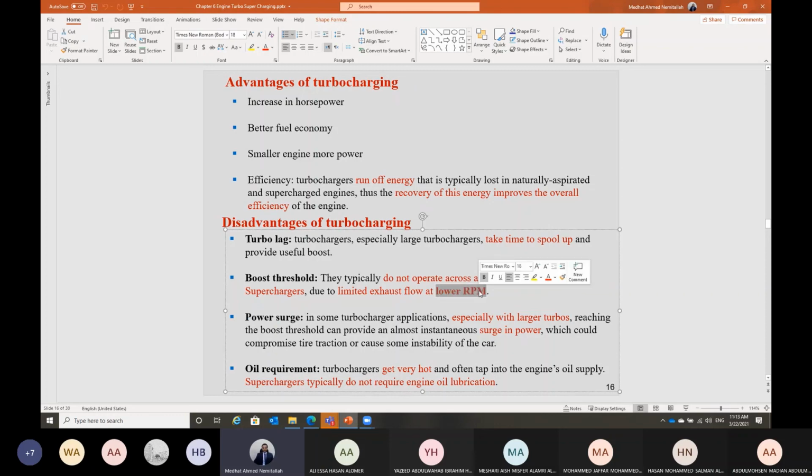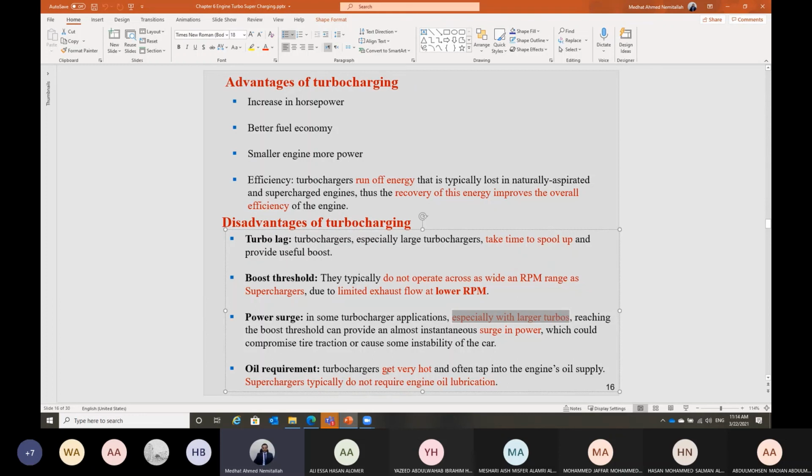We don't have a response from the turbocharger. At higher RPM also, we should limit the operation of the turbocharger, because in the case of a larger size of turbo, it may result in excessive engine power. So we have to limit the operation at higher RPM as well.